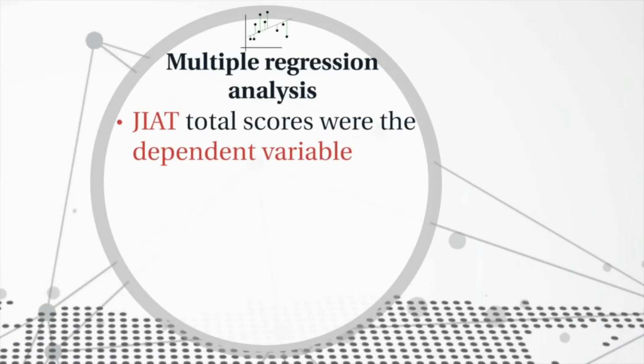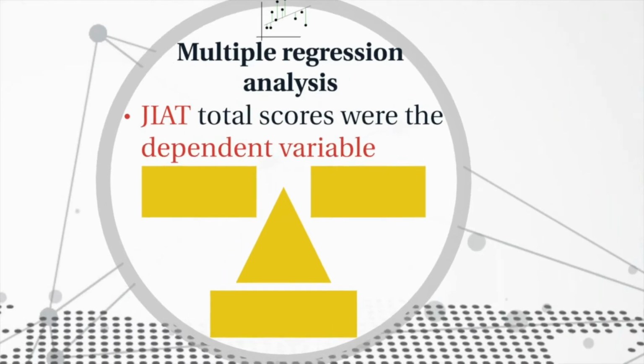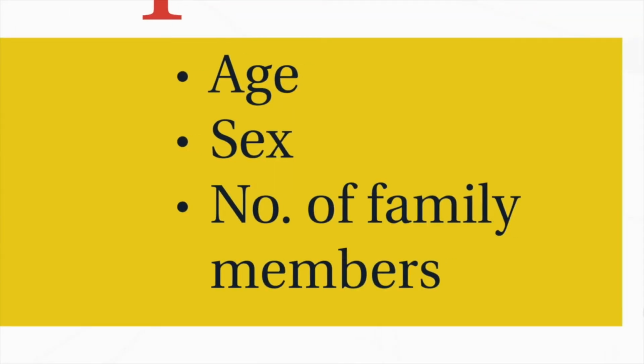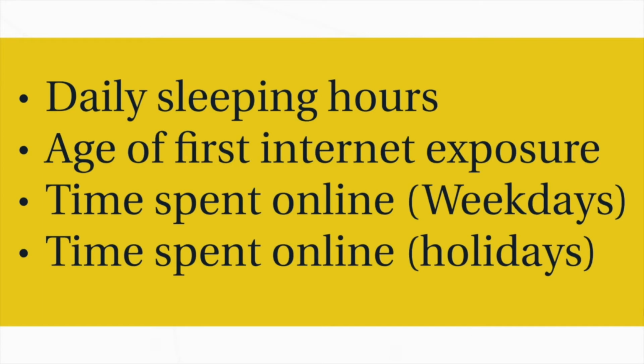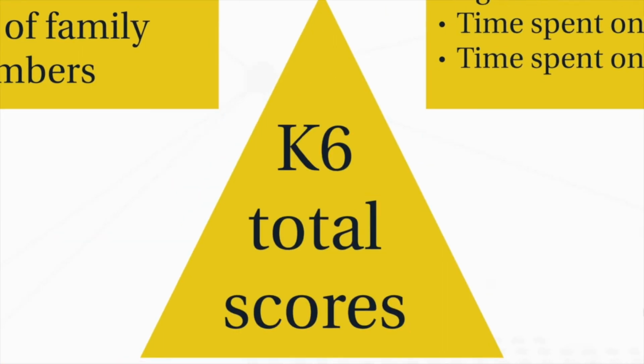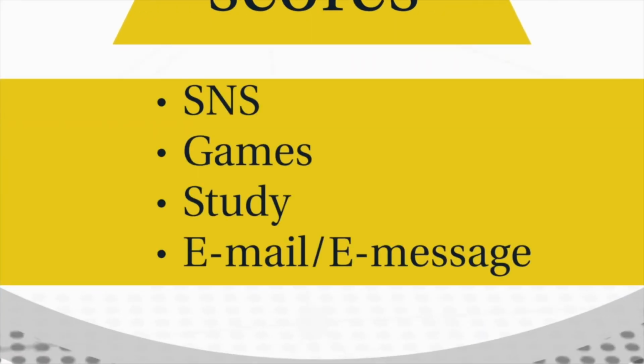The total scores of Japanese version of internet addiction test were the dependent variable. The independent variables included age, sex, number of family members, daily sleeping hours, age of first internet exposure, time spent online during weekdays and holidays, K6 total scores, SNS, games, study, and emails.